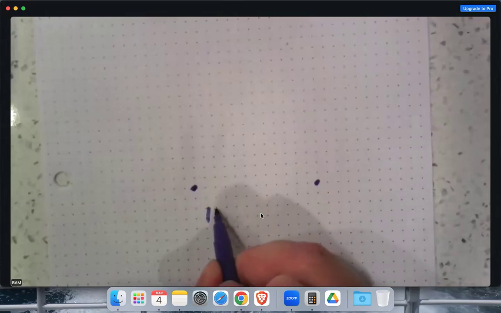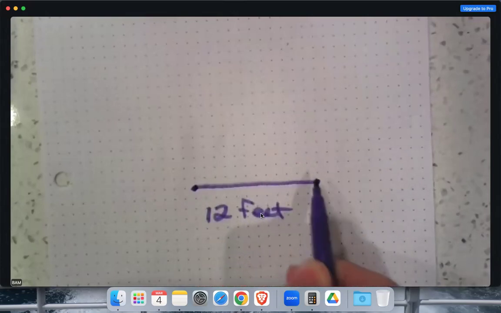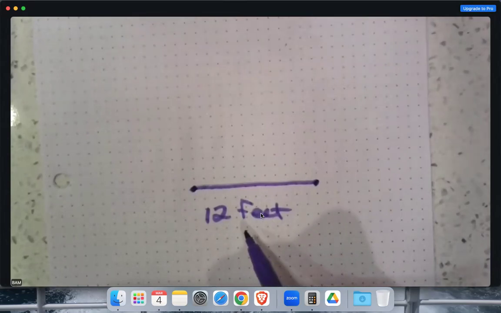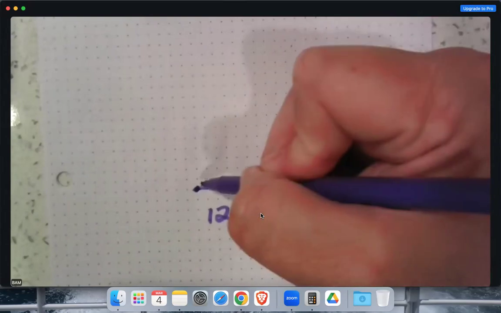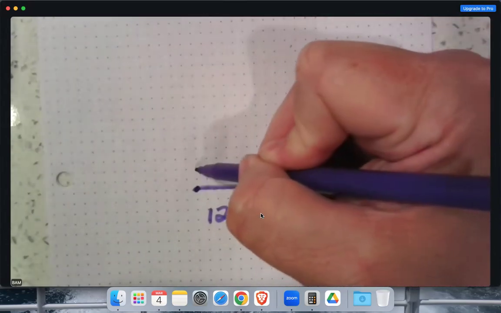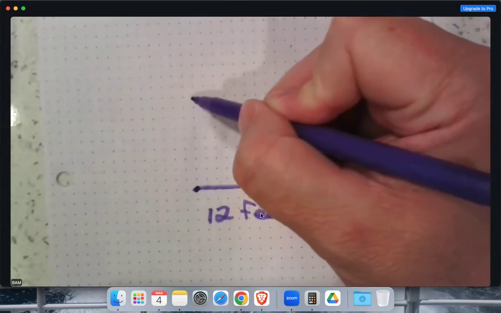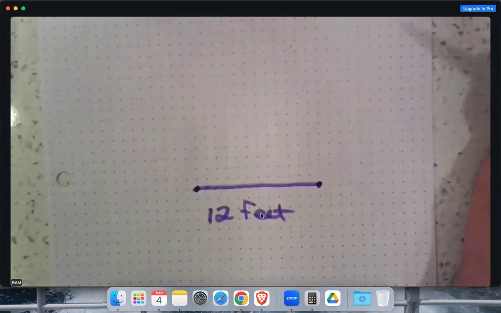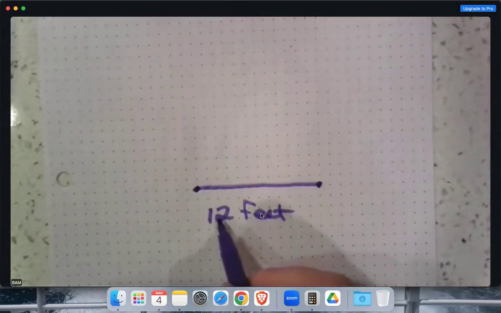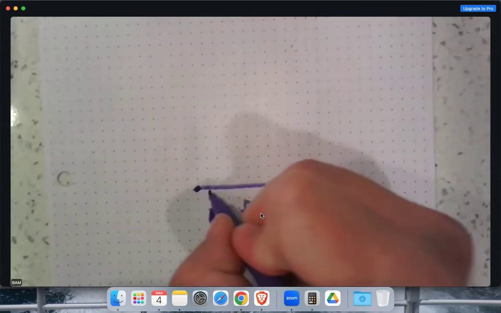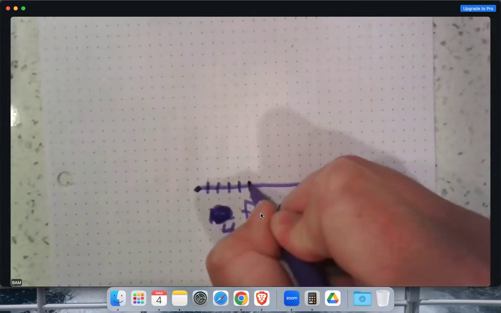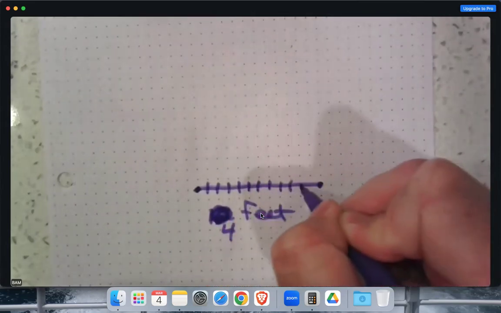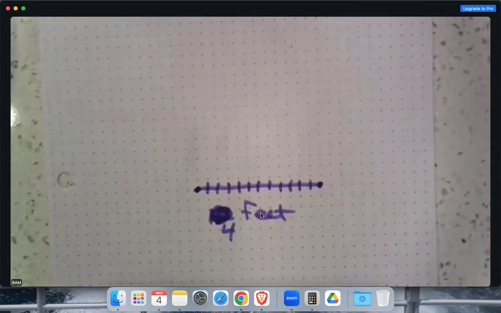And let's make them 12. So you don't have to use imperial units. You can use metric if you want. And then 1, 2, 3, 4, 5, 6, 7, 8, 9, 10, 11, 12. That's probably too tall. Let's change it to 4 feet. So 1, 2, 3, 4, 5, 6, 7, 8, 9, 10, 11, 12.